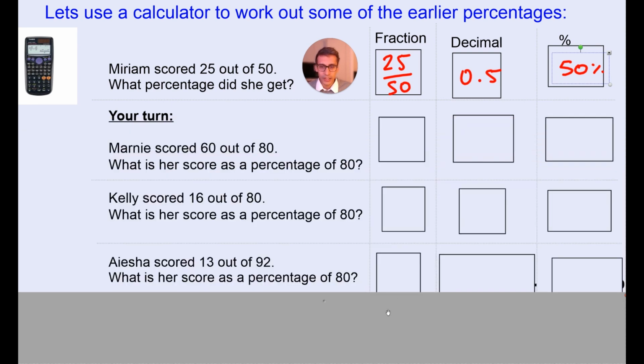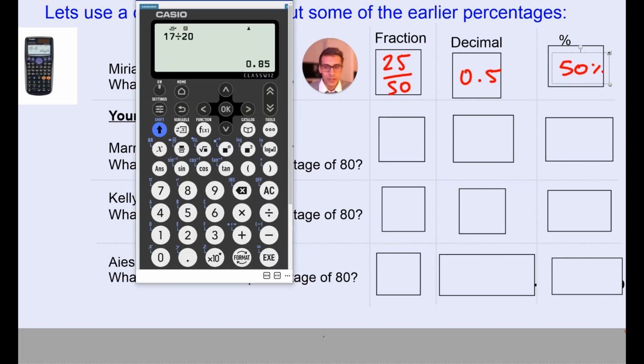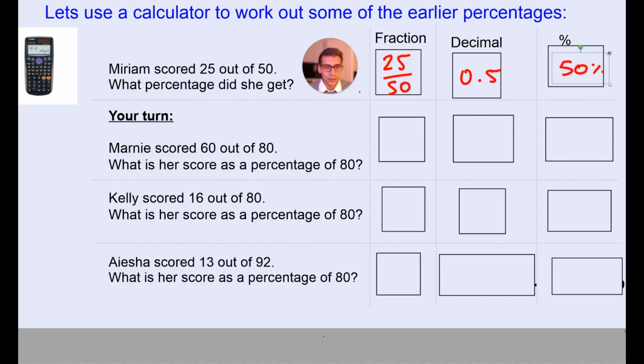Now try the following, you can use a calculator to do. Pause the video and have a go, and then I'm going to show you how to work this out. Okay, so we're going to work this out now using a calculator. So 60 out of 80, so let's put that on here. 60 divided by 80 is just 3/4. So let's put that here.